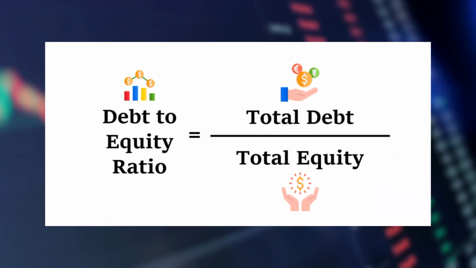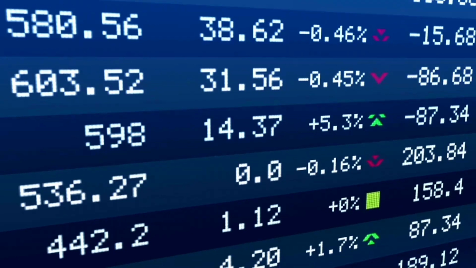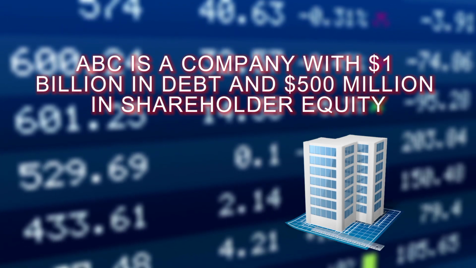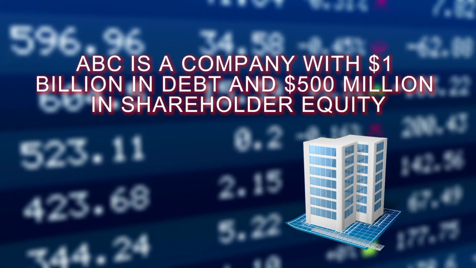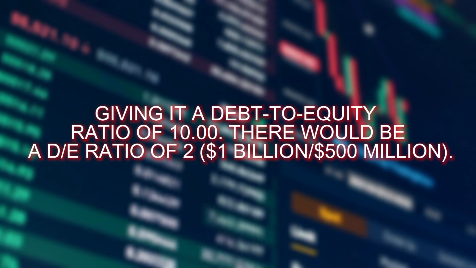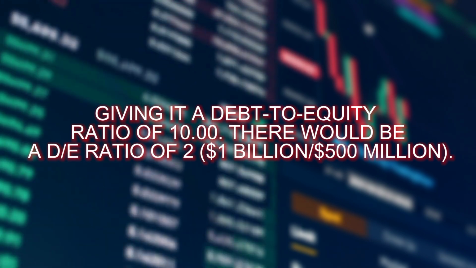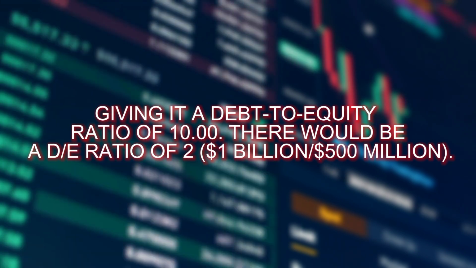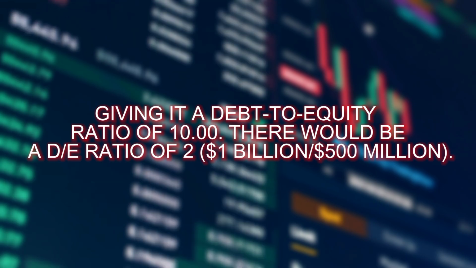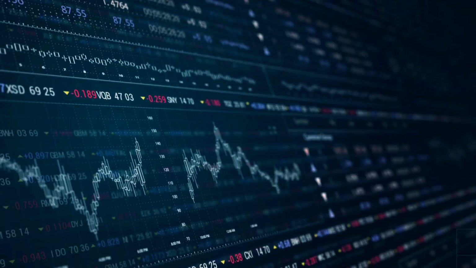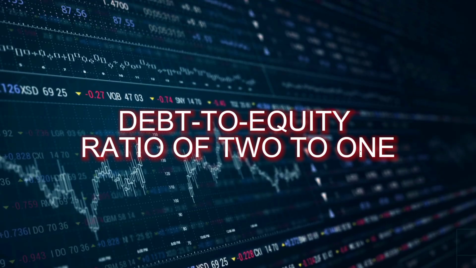The debt to equity ratio (DE) is found by dividing the total amount of debt by the total amount of equity owned by shareholders. For example, ABC is a company with $1 billion in debt and $500 million in shareholder equity. There would be a DE ratio of 2: $1 billion divided by $500 million. This equates to a debt to equity ratio of 2 to 1.